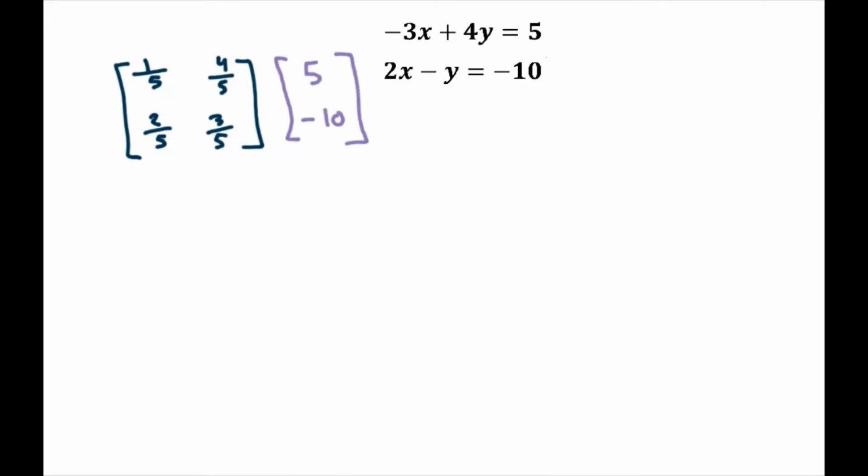So now I'm going to multiply this matrix by the constant matrix, which is 5 and -10. And when you multiply them, this is how you multiply. You multiply the first row with the column, and then the second row with the column. Okay, so let's do that. And remember, you are going to end up with a 2 by 1 matrix.